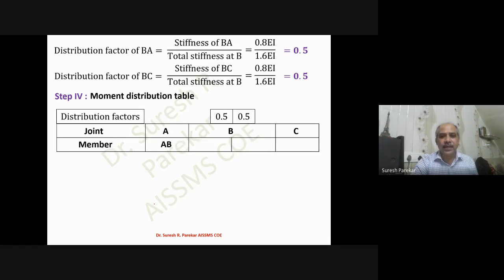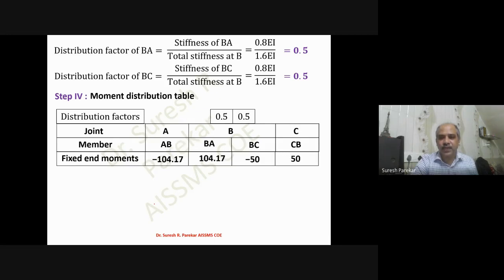Then we have members. We have the AB member over here, the BA member over here, BC, and then we have CB over here. Then after this, we have fixed end moments. Then we have minus 104.17, 104.17, minus 50, plus 50.